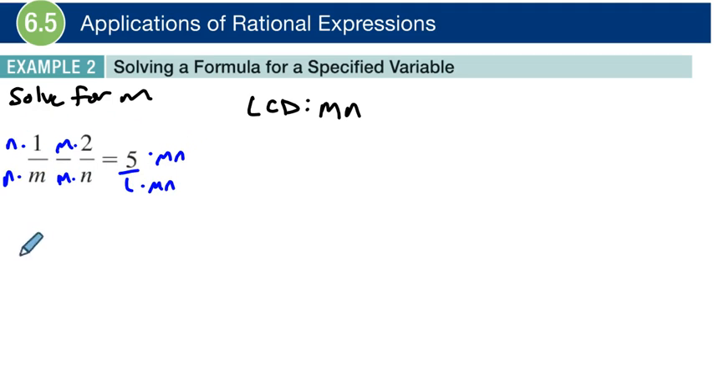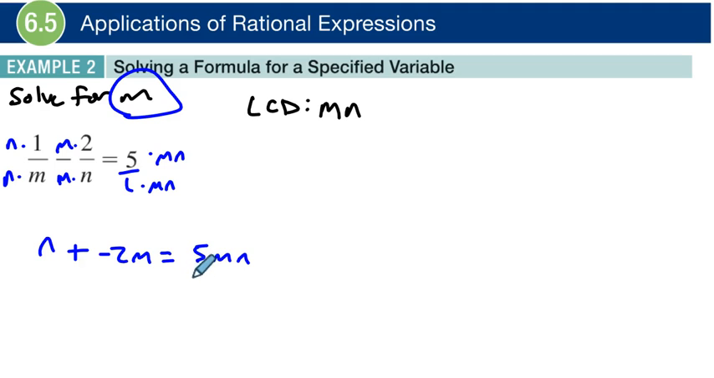So this is n times 1, n. Negative 2 times m, negative 2m, is equal to 5mn. Okay, again, we're trying to solve for m right now. That's what we're trying to solve for.